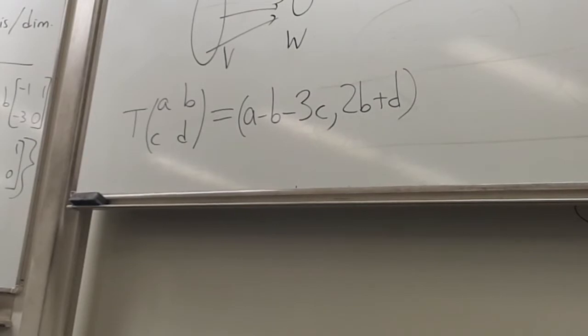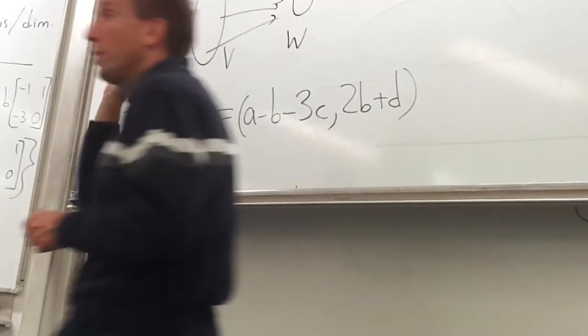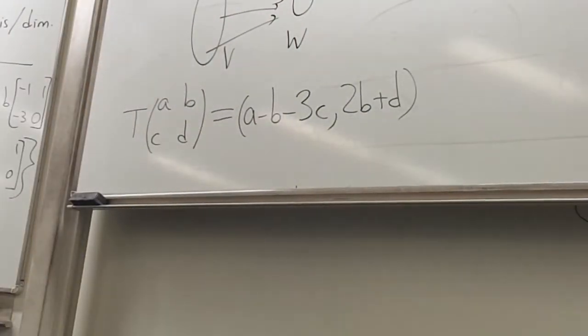Okay? So before we go back to the one-to-one onto question, I just want to show that this is actually a linear transformation. I want to show that this is linear. So can I erase here in the middle?